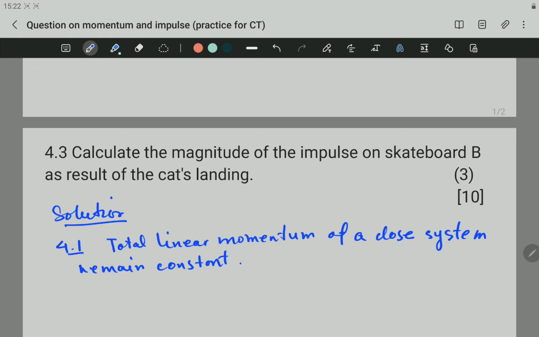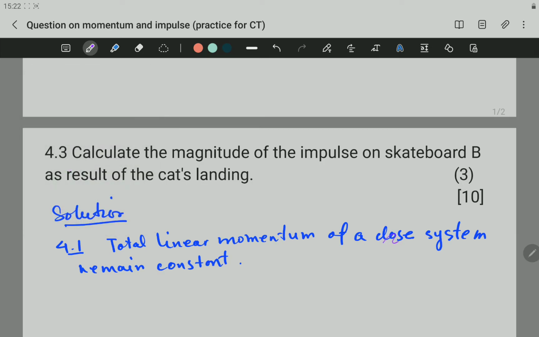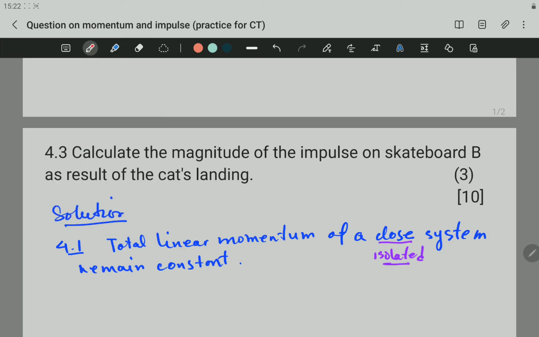Here it is closed or isolated, but you don't have to write both words. So it's either closed or isolated. Either one. You don't have to write both. Okay? Writing closed is just enough. Total linear momentum of a closed system remains constant, and there's 2 marks for that answer.